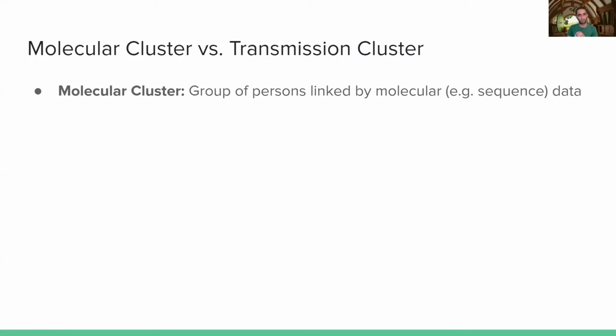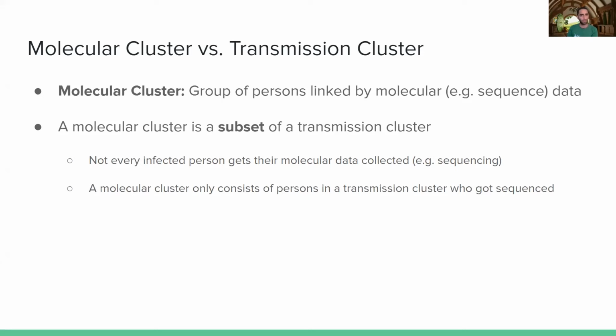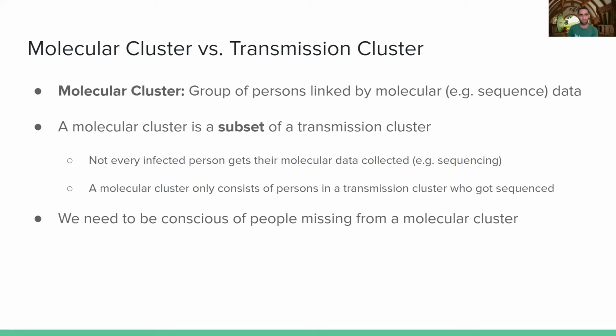A molecular cluster is a group of persons that are linked by molecular, in other words, sequence data. And a molecular cluster is a subset of the transmission cluster. The transmission cluster is all of the people that are in a local source of transmissions. The molecular cluster is people that we have sequence data from who are also close together with respect to that sequence data. So why is it a subset? Not every infected person gets their molecular data collected, and a molecular cluster only consists of persons in a transmission cluster who got sequenced.